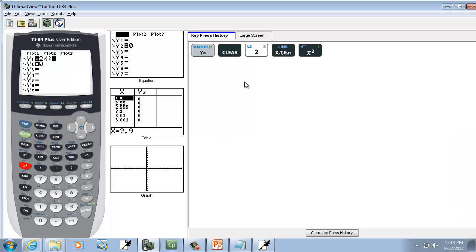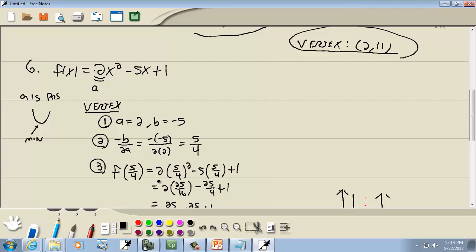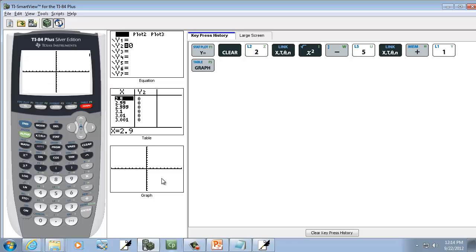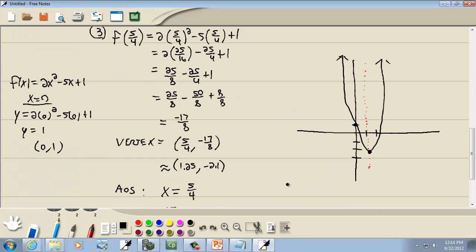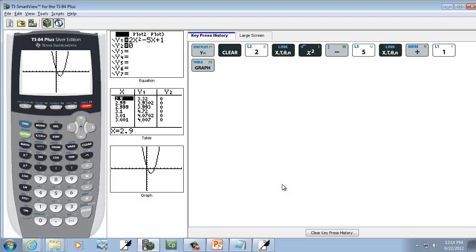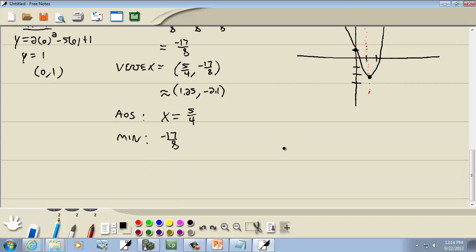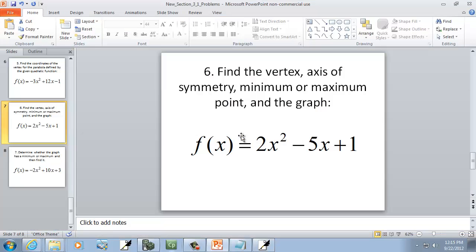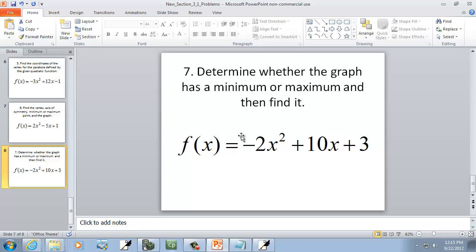So I went to y equals, pressed clear. I'm putting in 2x squared minus 5x plus 1. And then graph. And that's what mine should have looked more like, but I think you get the idea on that. But anyway, that's our answer. Let me start a new page here. We're actually going to come back to that problem after I work the last problem.